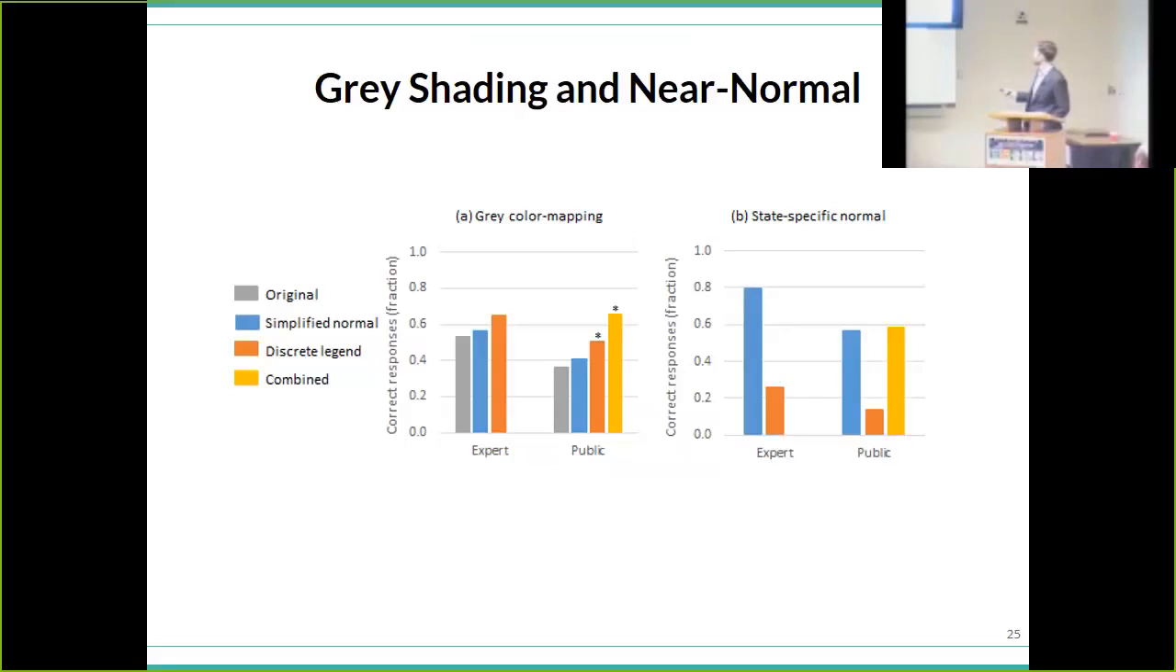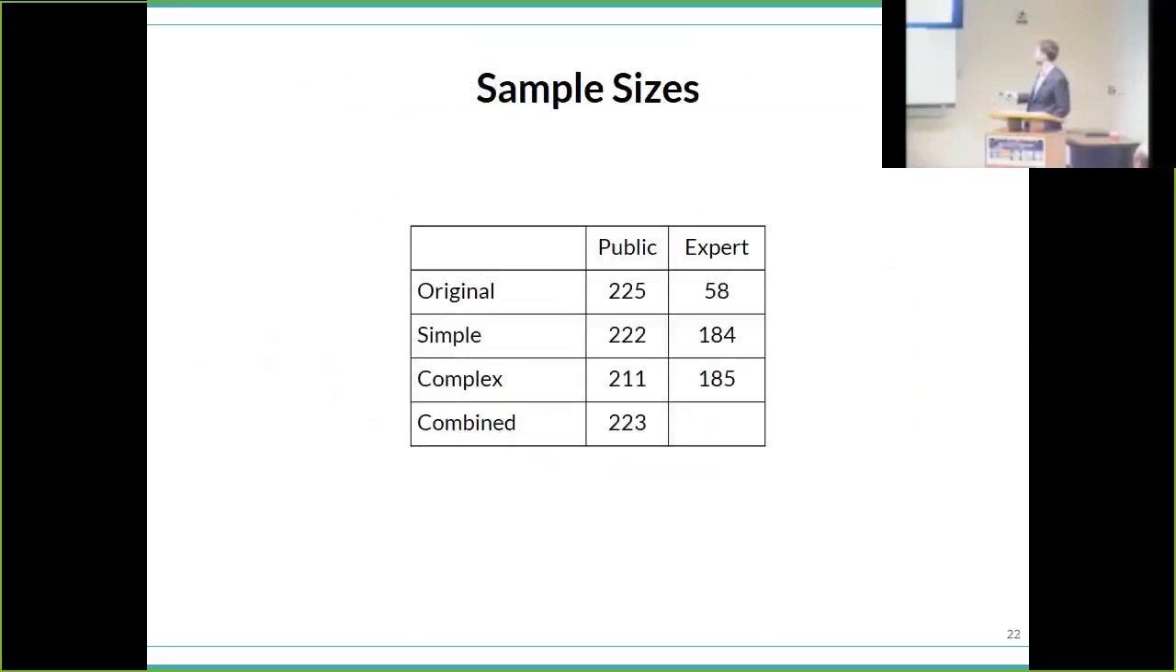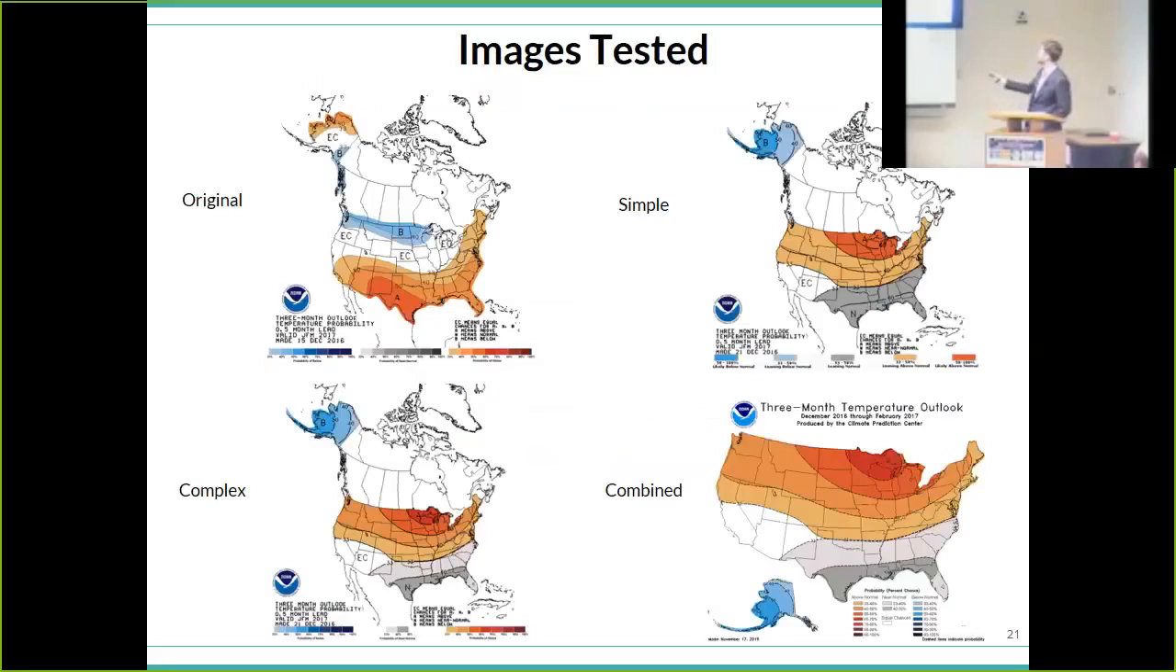What this is showing, so we asked questions about just what a visual variable meant to someone, like what does gray mean? We also asked more task-specific questions, like what's the outlook in the state? And that's what this graph is showing here. This one that does not do so well is this image here.